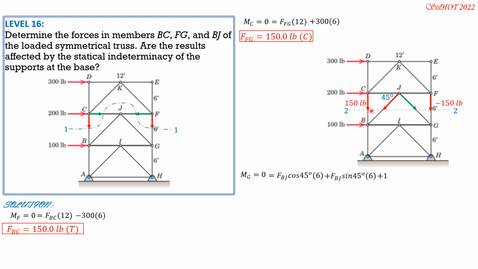Then plus 150 times 12. Then minus 200 times 6. Take note, we set moment at G equals 0. Then minus 300 times 6 plus 6, so 300 times 12. So from there, only FBJ is the unknown. We can solve FBJ equal to 353.6 pounds. It is positive, so it is a tension member.